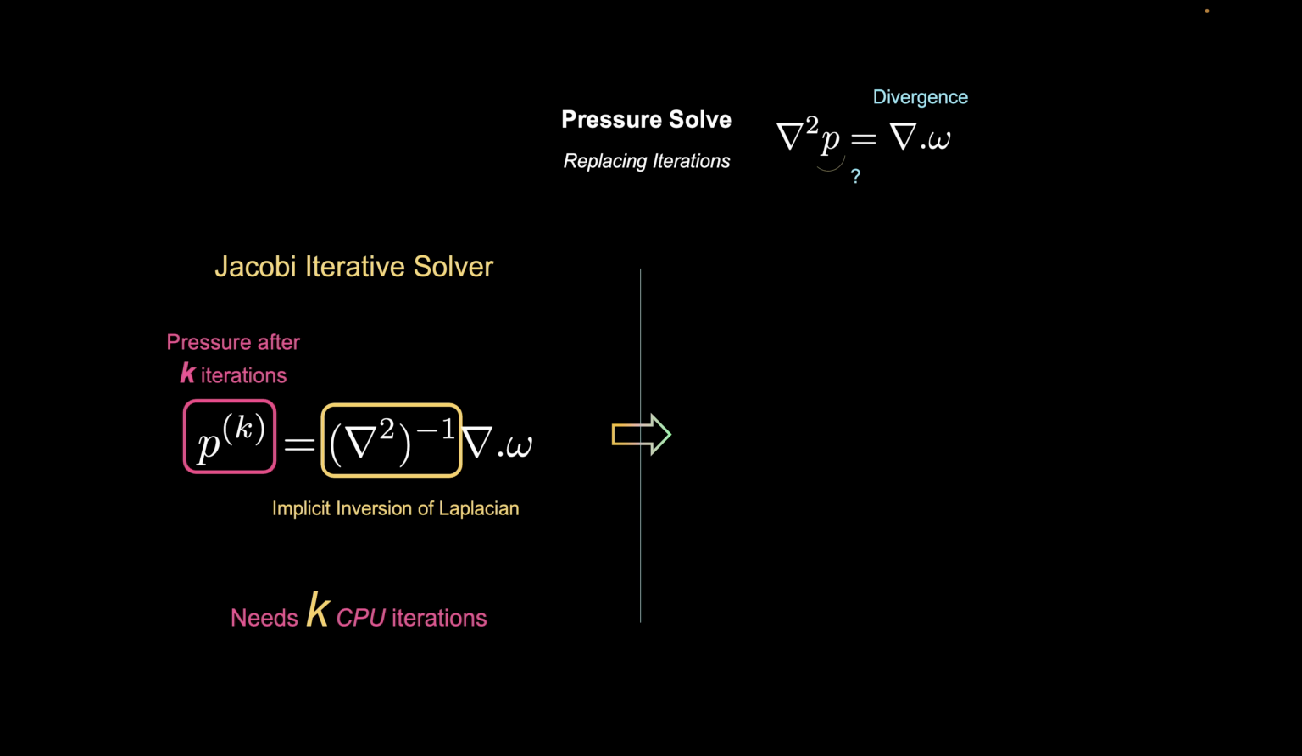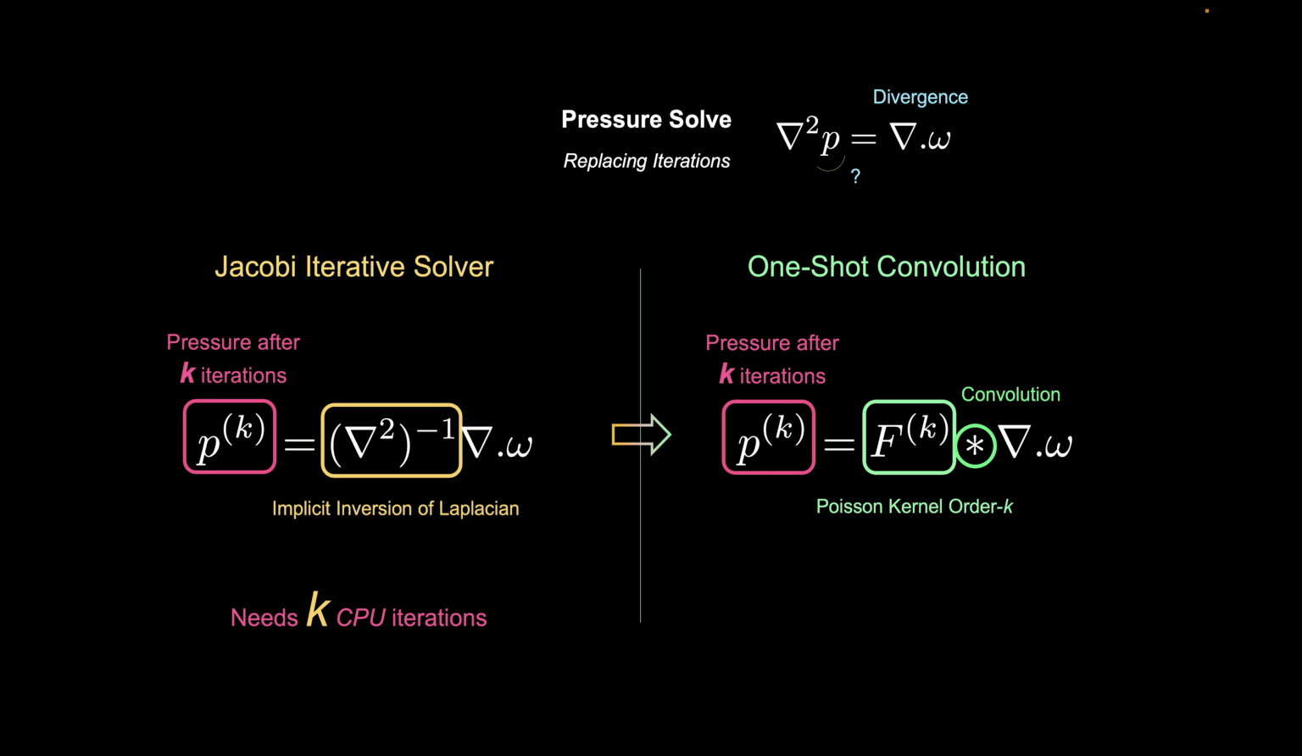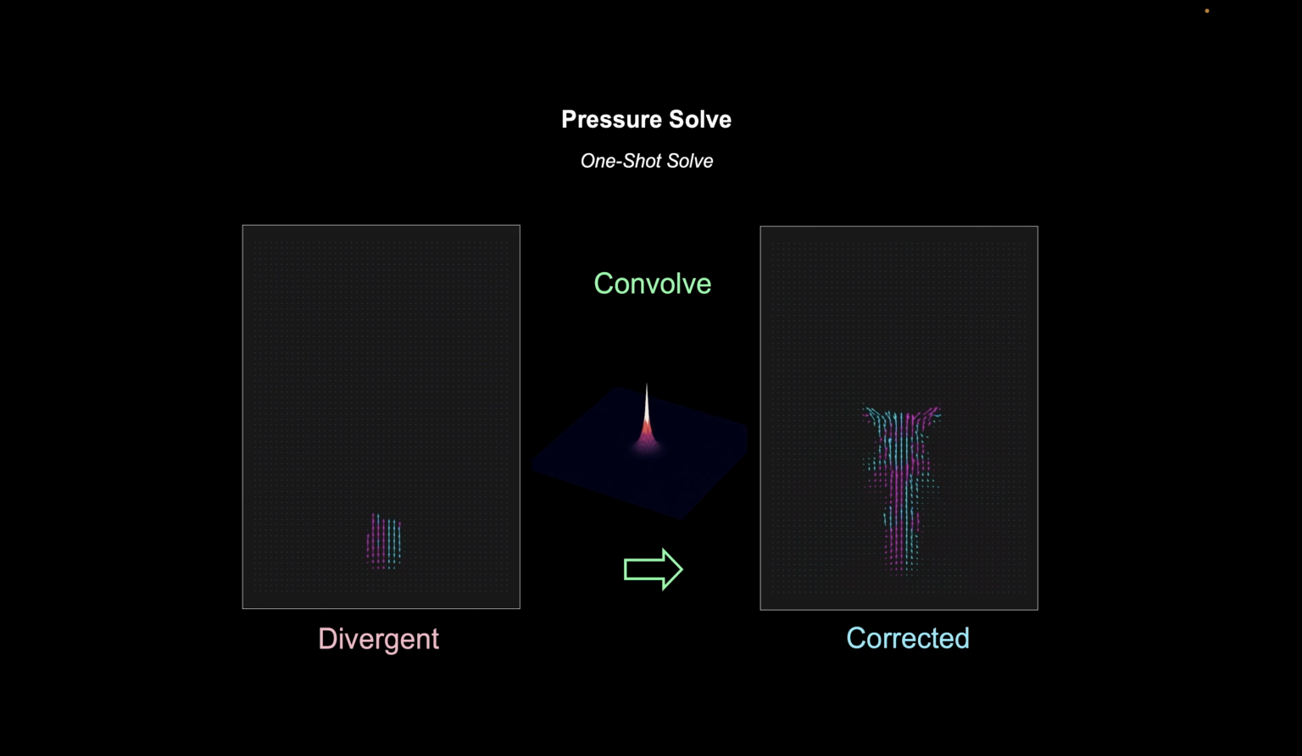In contrast, our one-shot convolutional Poisson kernel precisely matches the result of a Jacobi solver of the same order, but it only needs one CPU call per dimension, meaning in 2D we only need 2 CPU calls, and in 3D we only need 3 CPU calls. So to do the pressure projection, we just need to convolve the divergent field with the Poisson kernel to get the pressure, then use it in the correction phase to get the final velocity field.